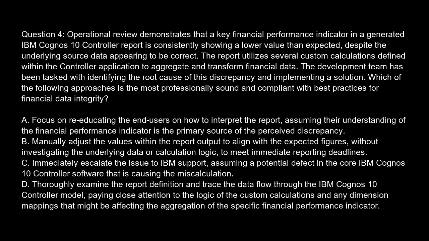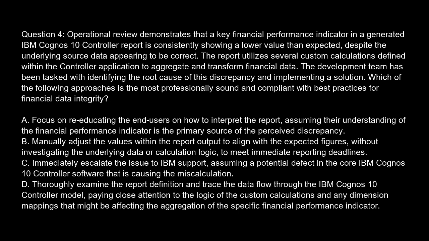Option A. Focus on re-educating the end users on how to interpret the report, assuming their understanding of the financial performance indicator is the primary source of the perceived discrepancy. Option B. Manually adjust the values within the report output to align with the expected figures, without investigating the underlying data or calculation logic, to meet immediate reporting deadlines. Option C. Immediately escalate the issue to IBM support, assuming a potential defect in the core IBM Cognos 10 Controller software that is causing the miscalculation.